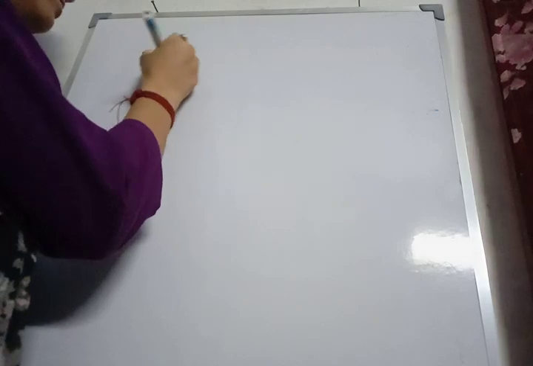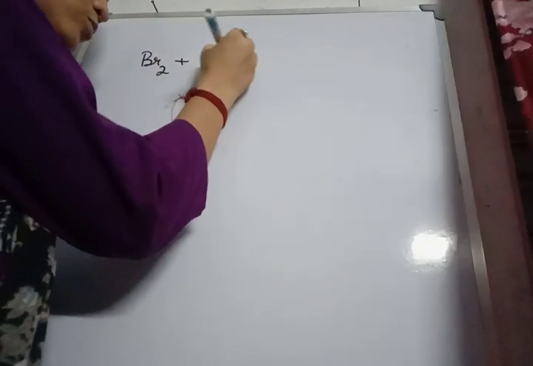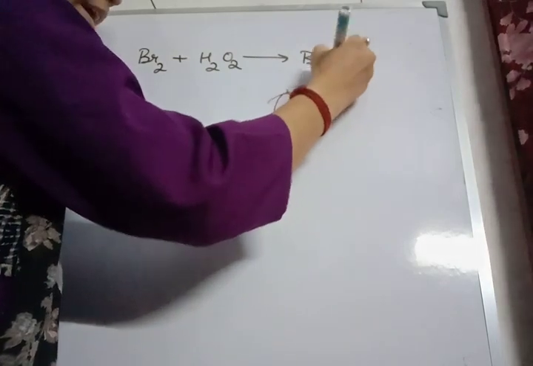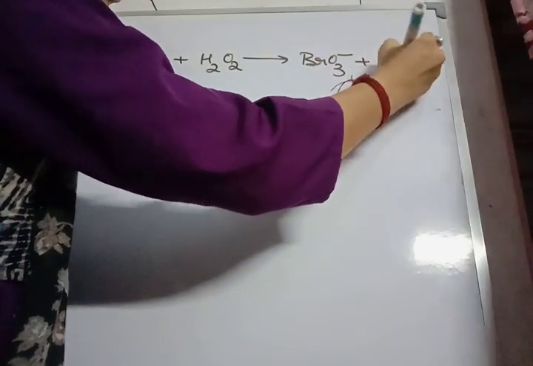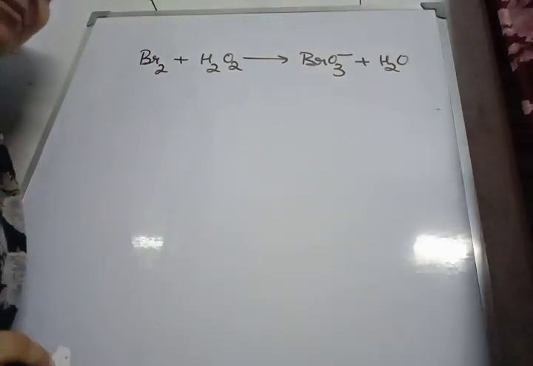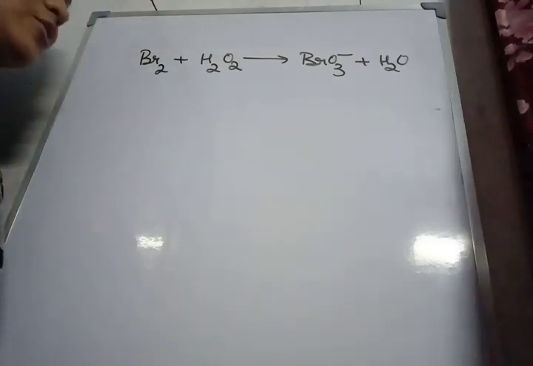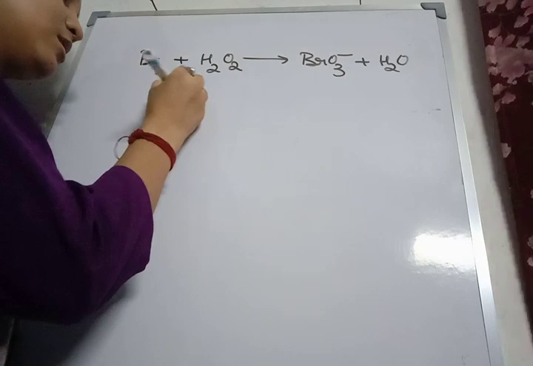Br2 plus H2O2 arrow BrO3 negative plus H2O. The medium given is acidic medium. Here also we have to split the equation into two halves. So first of all I am writing the reduction half.